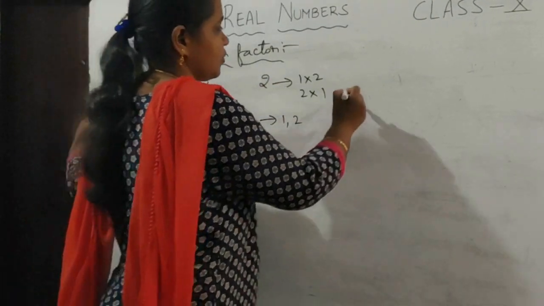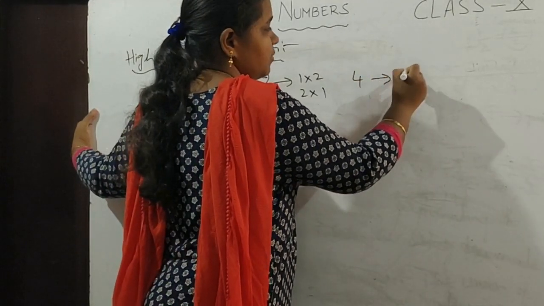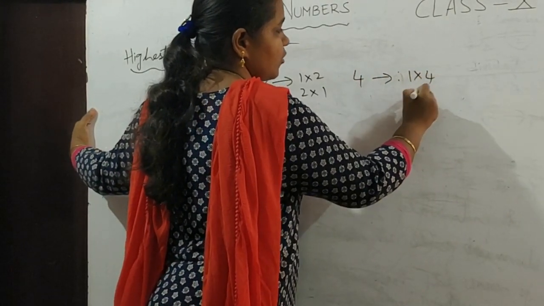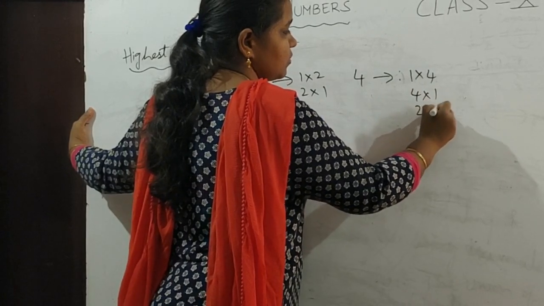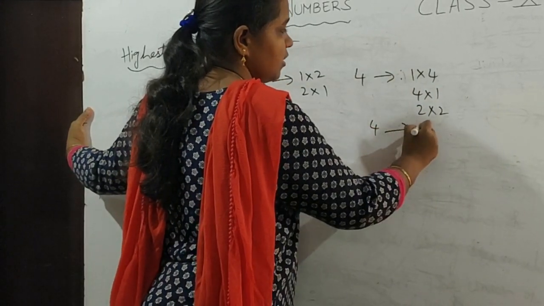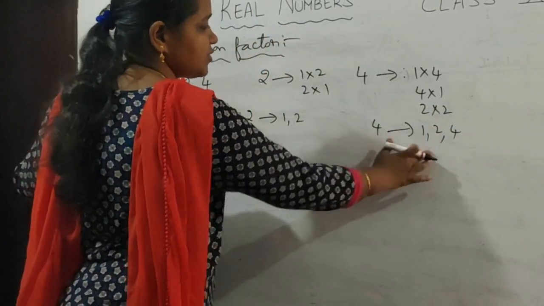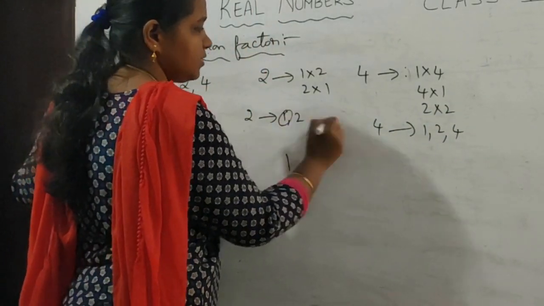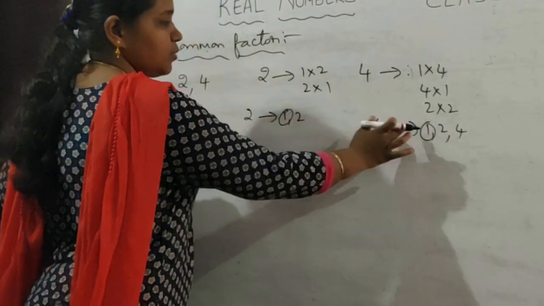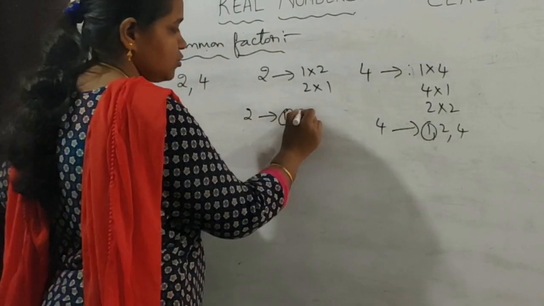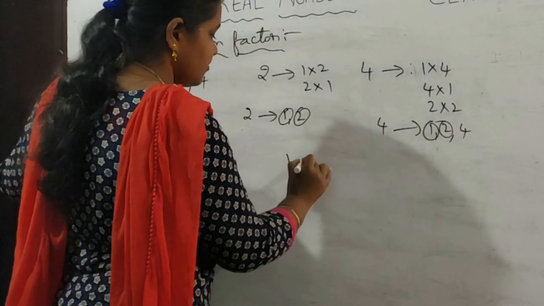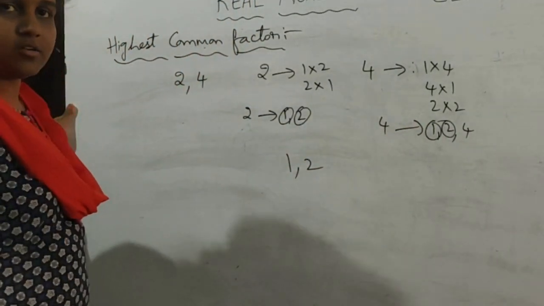Now similarly if I take 4. 4 can be written as 1 into 4 or 4 into 1 or 2 into 2. So what are the factors of 4? 1, 2 and 4. Now what are the common factors for 2 and 4? 1 is there in both 2 and 4, and 2 is also there. So the common factors of 2 and 4 are 1 and 2.